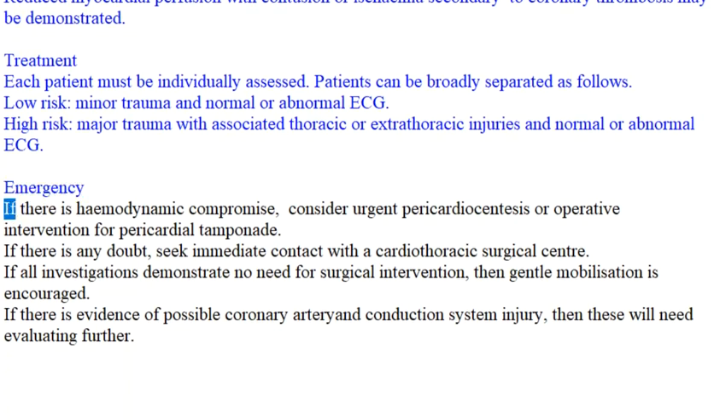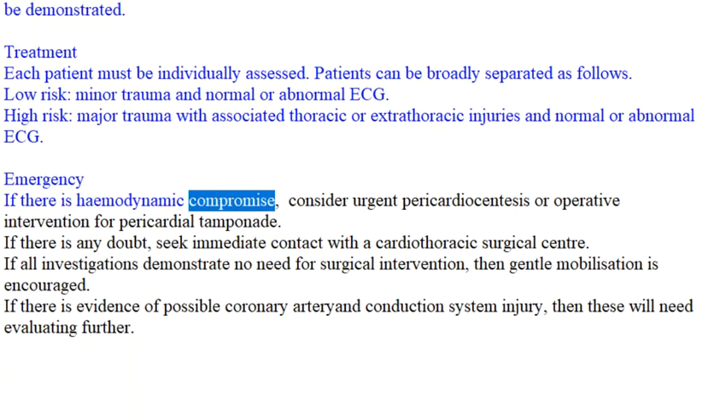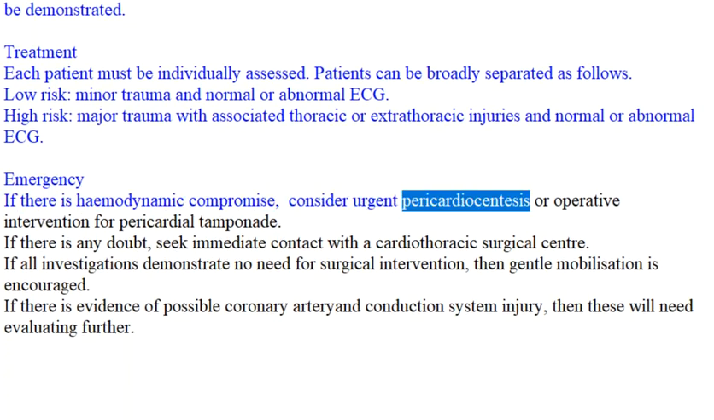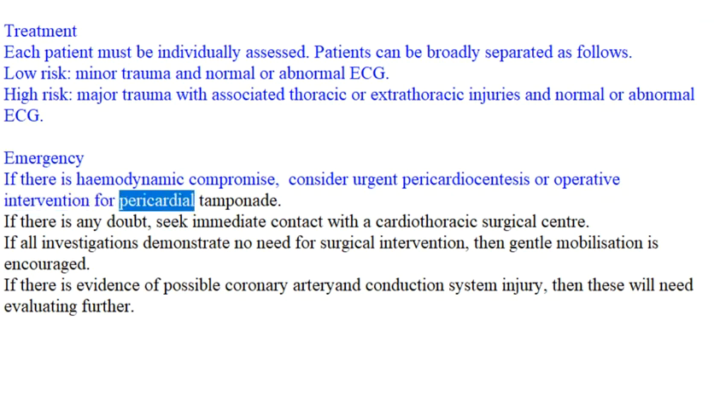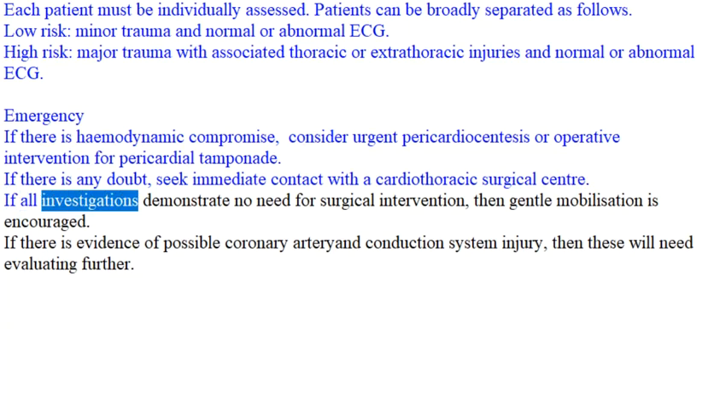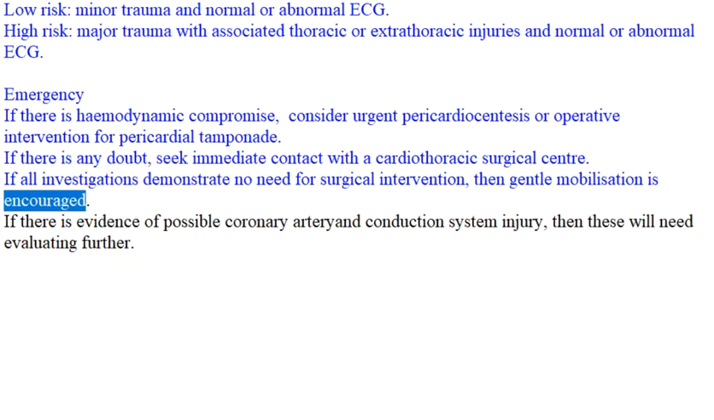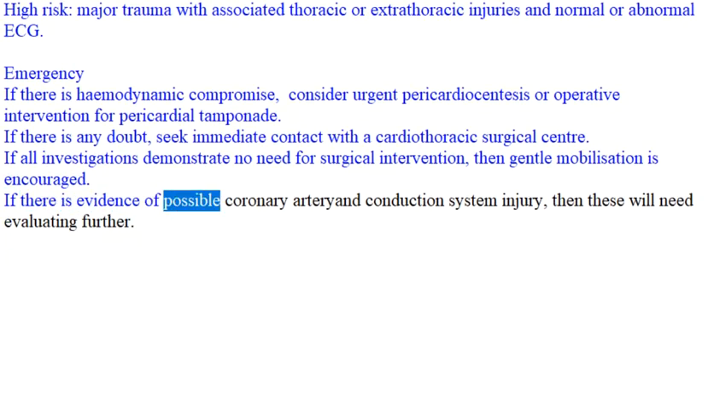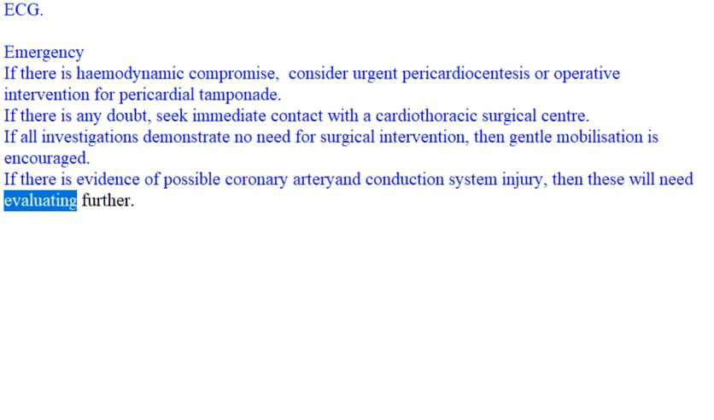Emergency. If there is hemodynamic compromise, consider urgent pericardiocentesis or operative intervention for pericardial tamponade. If there is any doubt, seek immediate contact with a cardiothoracic surgical center. If all investigations demonstrate no need for surgical intervention, then gentle mobilization is encouraged. If there is evidence of possible coronary artery and conduction system injury, then these will need evaluating further.